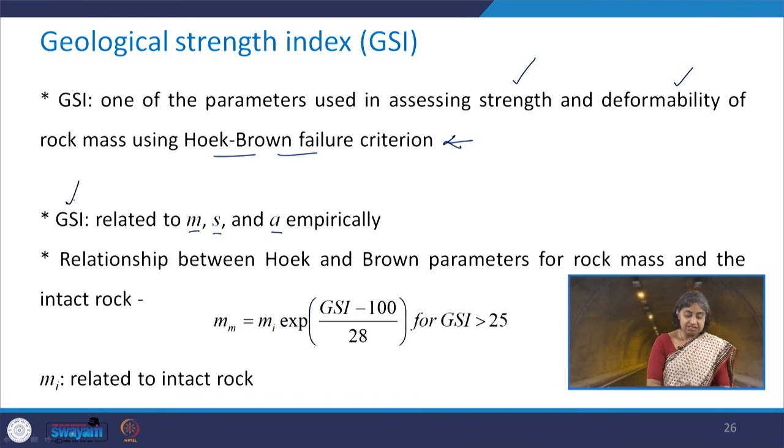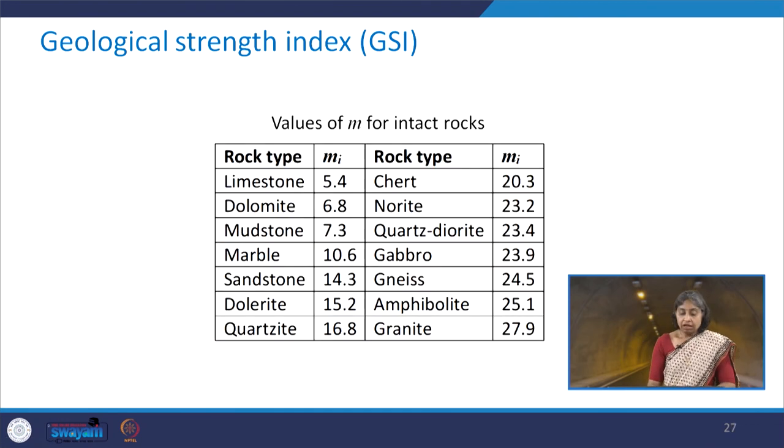So, this GSI is related to the Hoek-Brown criteria empirically. The relationship between these parameters for the rock mass and the intact rock is given by this expression: m_b, which is for the rock mass, and m_i, which is for the intact rock, related as m_b = m_i exponential of (GSI minus 100) upon 28, and this is applicable when you have GSI greater than 25. Now, how to determine the values of m_i?